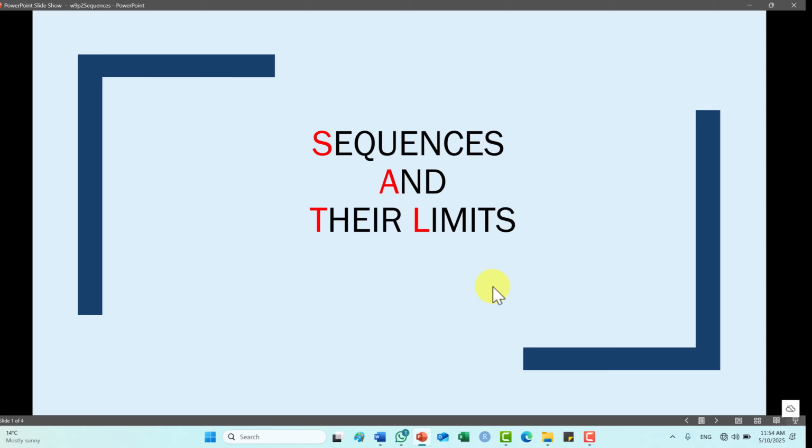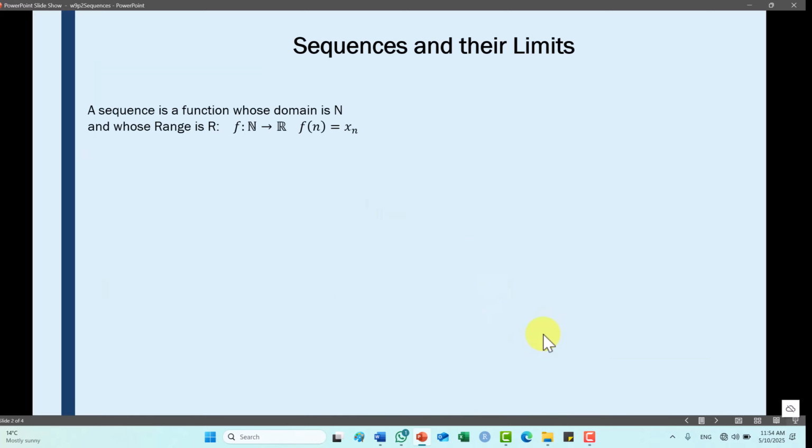Hi and welcome. In this video, we are introducing sequences and their limits. A sequence is, in fact, a function whose domain is the set of natural numbers and whose range is the set of real numbers. Formally defined, f is a sequence, which is in fact a function, defined from the set of natural numbers to the set of real numbers with f of n equal to x of n.